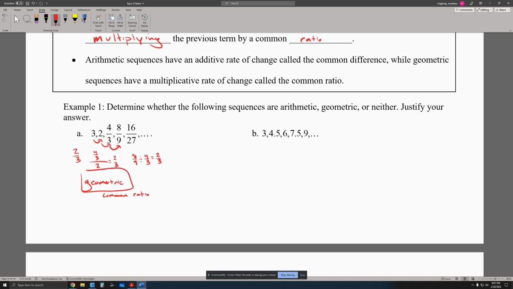All right. For part B, here we have 3 to 4.5, 4.5 to 6, 6 to 7.5, and 7.5 to 9. Each time we are adding 1.5. So because we have an additive rate of change, this would be an arithmetic sequence, which has a common difference.